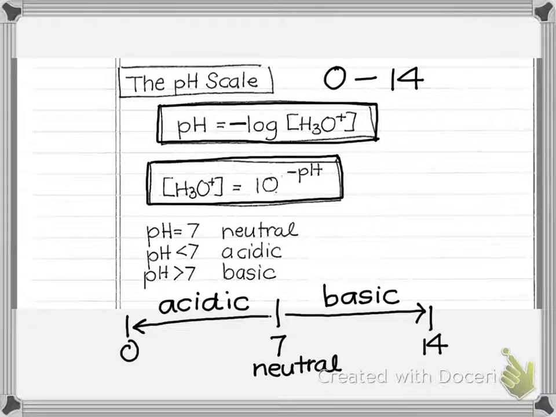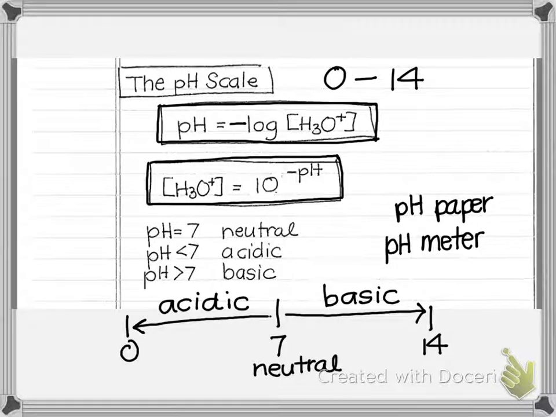pH is convenient to measure. We can use what's called pH paper. pH paper is soaked in chemicals called indicators, and these indicators change color depending on what the acidity of the solution is. There's also a digital meter called a pH meter, which gives you digital readouts once it's calibrated to determine what the pH of the solution would be.